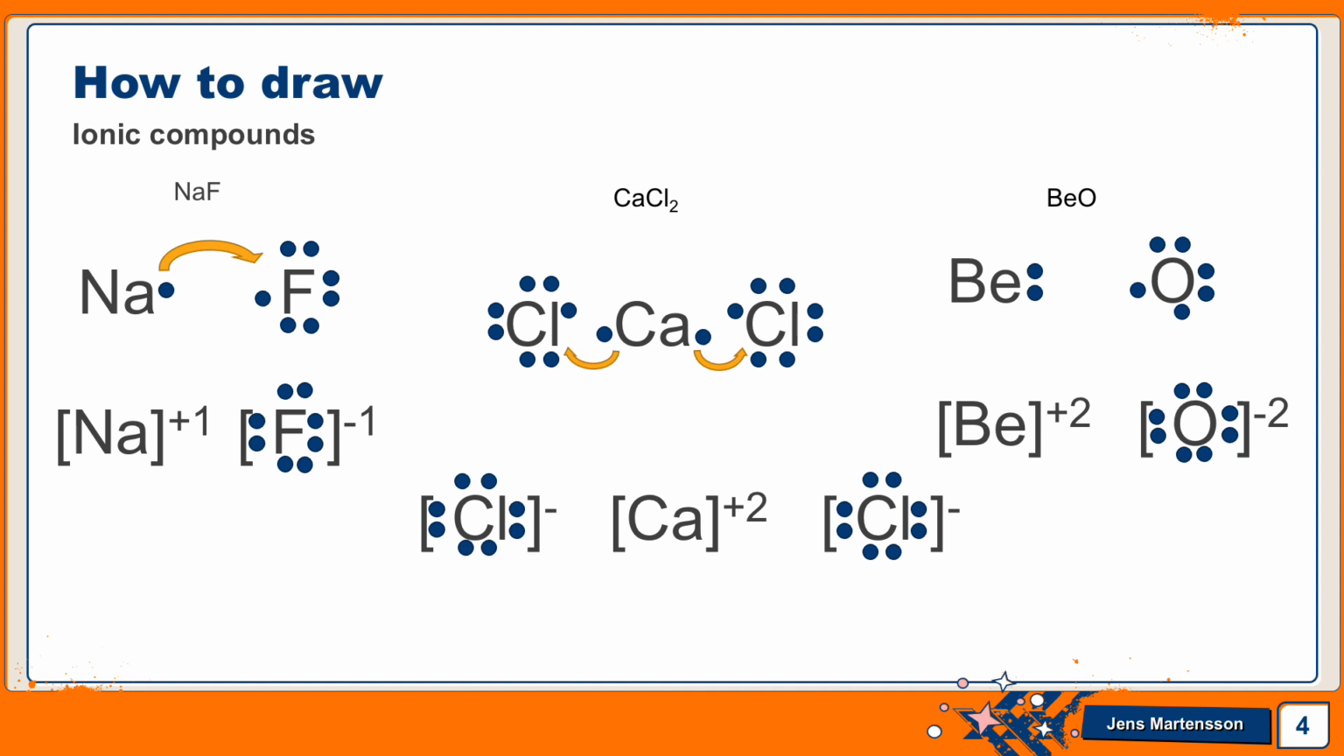And lastly, we have beryllium oxide, beryllium being the metal and oxygen being the nonmetal. Beryllium has 2 valence electrons, oxygen is in need of 2, so beryllium transfers over both of those electrons and it creates the full outer shell.